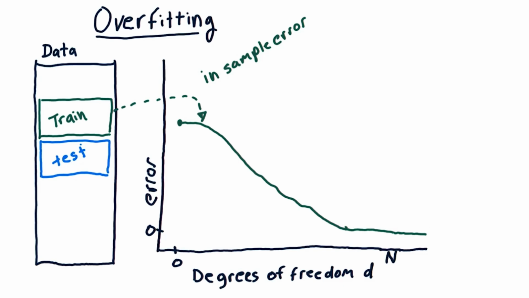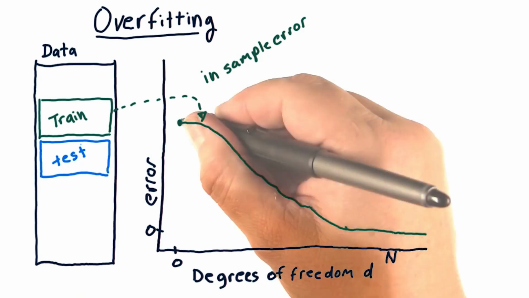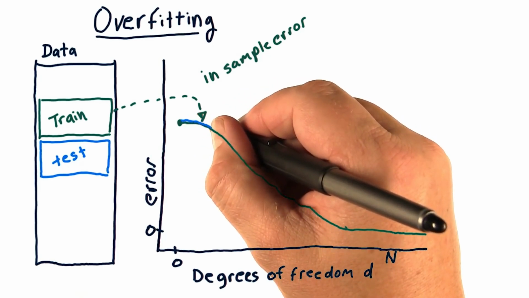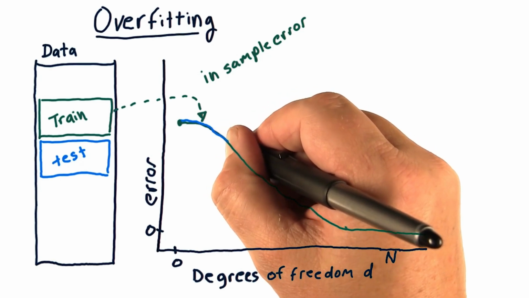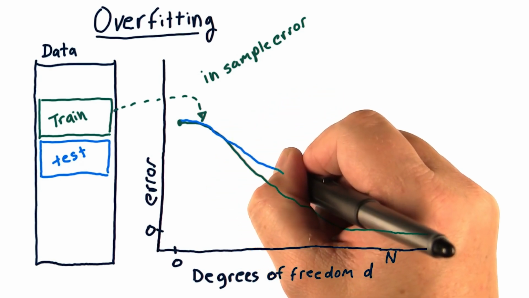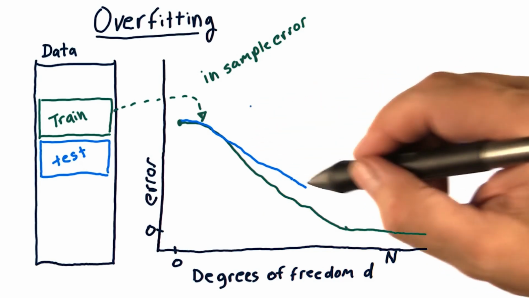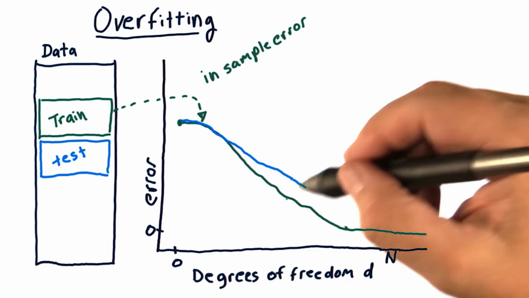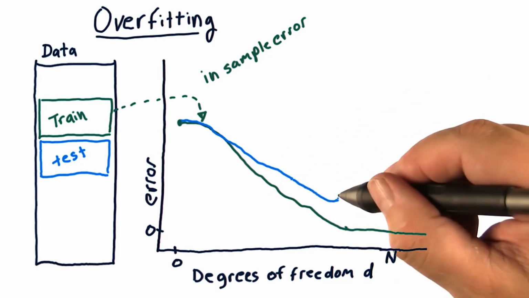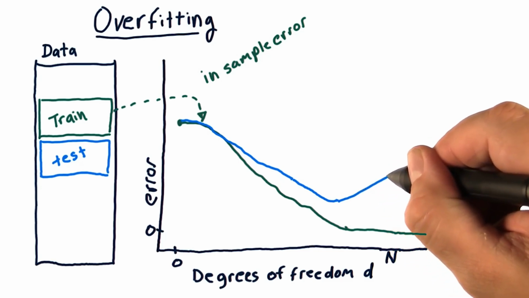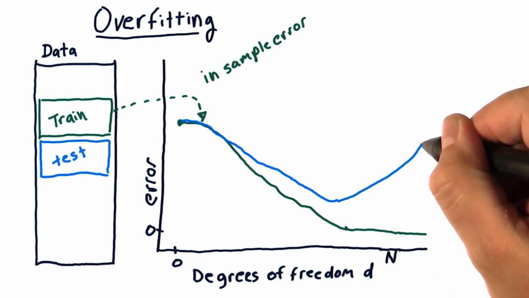Now let's add a similar line for out-of-sample error. Remember that we expect our out-of-sample error to always be greater than or equal to in-sample error. The curve will look something like this. It'll start out at maximum error about the same as our in-sample line, and as we go down, it'll begin to diverge like this. Now in this region, both our in-sample and out-of-sample errors are still decreasing.